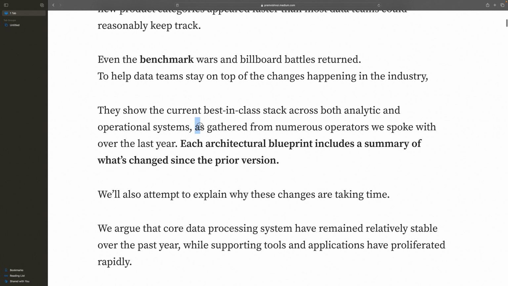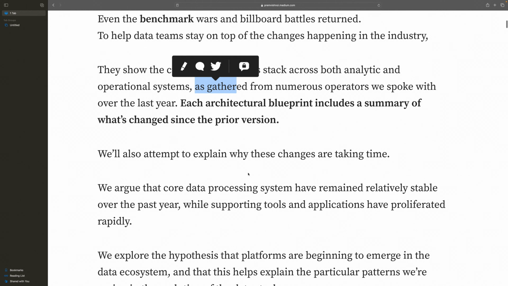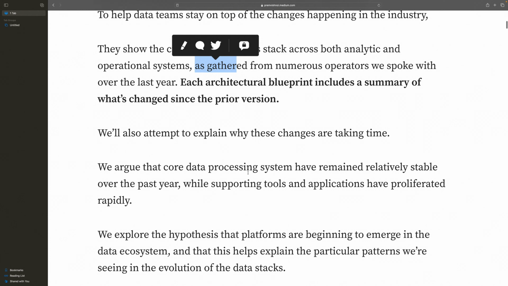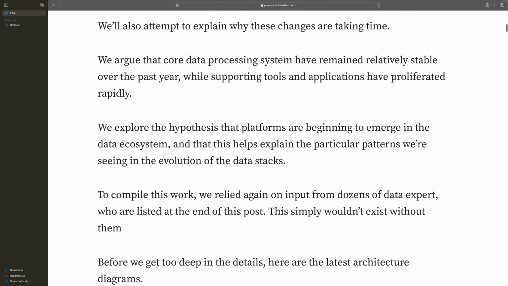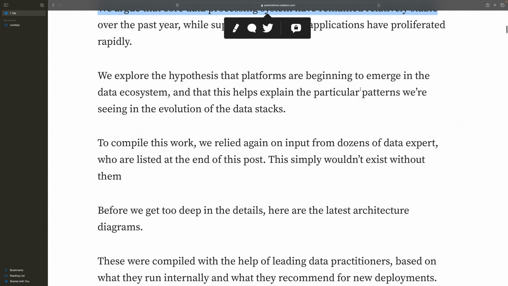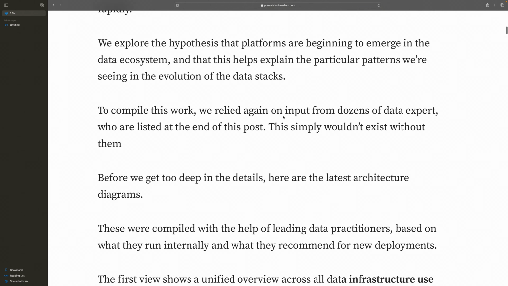So I'm going to talk about current trends and previous trends, and these are the numerous things we talk about with various data engineers, past and present. I'm going to show the modern data architecture as well as the previous one, with the core data processing systems having remained relatively stable. So core data processing has not changed much, but emerging technologies like the front-end tools keep changing. We explore the hypothesis of the platform beginning to emerge in the data ecosystem, and this helps explain the particular patterns we are seeing in the evolution of data stacks.